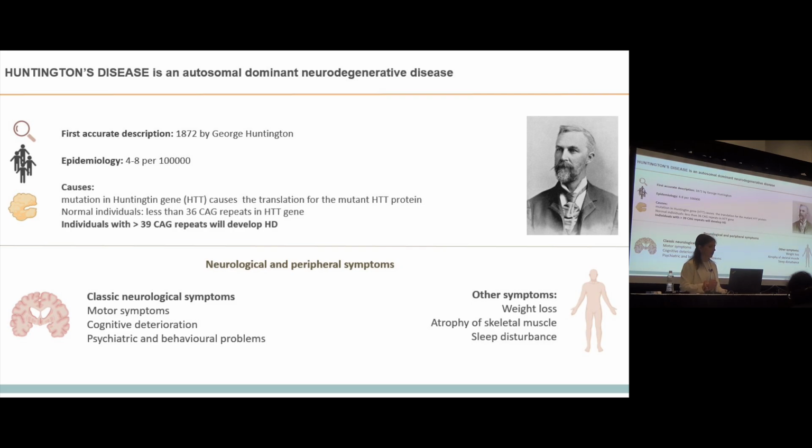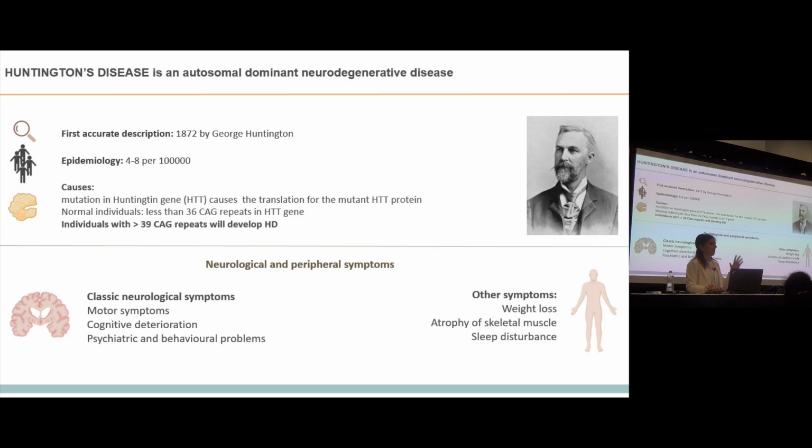Huntington's disease is a dominant neurodegenerative disease described for the first time in 1872. It is caused by a mutation in the Huntingtin gene that causes the translation of a mutated Huntingtin protein. Huntington's disease is characterized by neurological and peripheral symptoms such as motor symptoms, cognitive deterioration, and psychiatric problems. But we can have also other symptoms such as weight loss or atrophy of skeletal muscle.